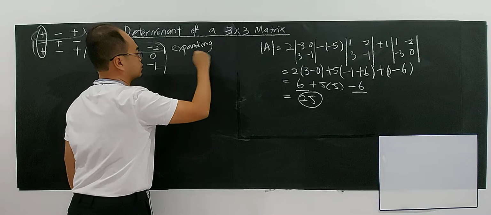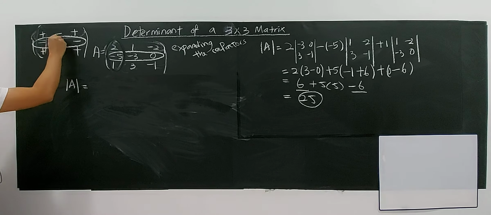So the question said find the determinant of A by expanding the cofactors for the second row. Okay, they want to use the second row. So now it means this row, right? The second row here. So we no longer look at the first column. Now we go for the second row.